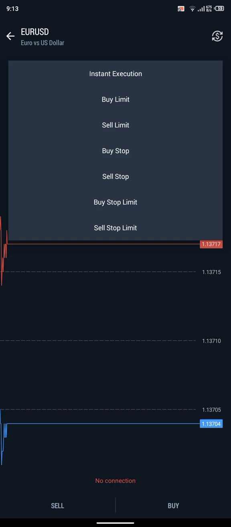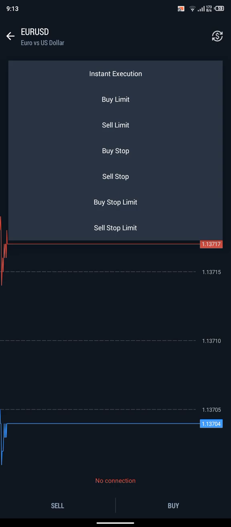Buy limit, you are saying there's a particular place the market is selling to, then you want to start buying from that point. Sell limit, you are saying there's a particular point the market is buying to, then you want to start selling from that point. All of them, buy stop, sell stop, buy stop limit, sell stop limit, have their function, but you will basically be working with instant execution, buy limits and sell limits.